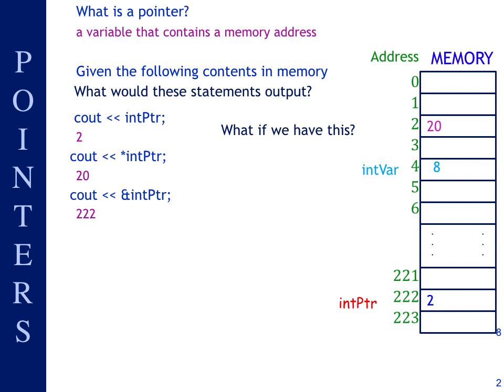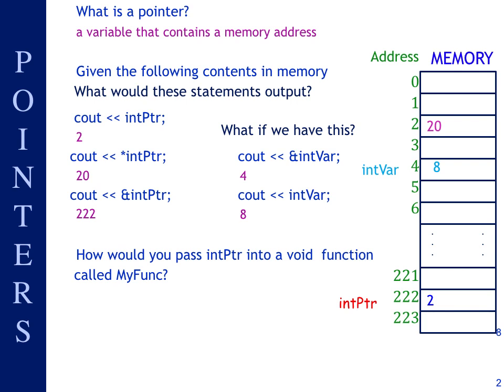Here it is. Now, what if we add another variable here, int var, memory location 4, and the content is 8. So if we want to output the address of int var, the memory address there is 4, right? Now we want to output the content of int var. Content of int var is 8.